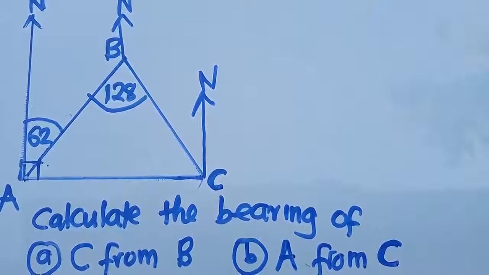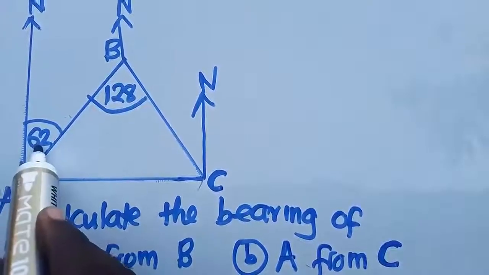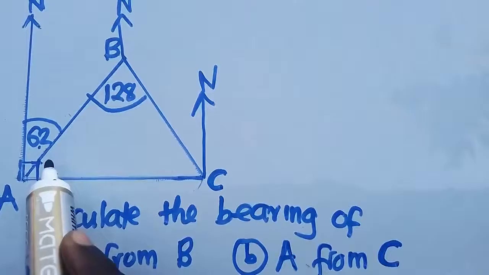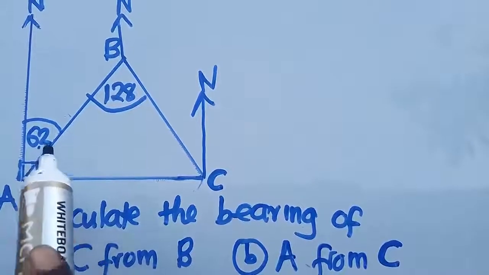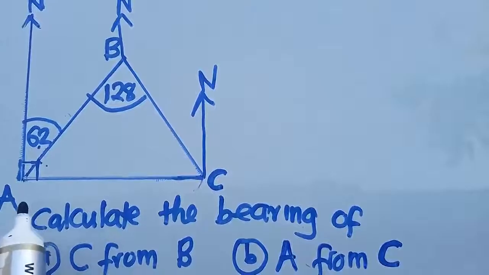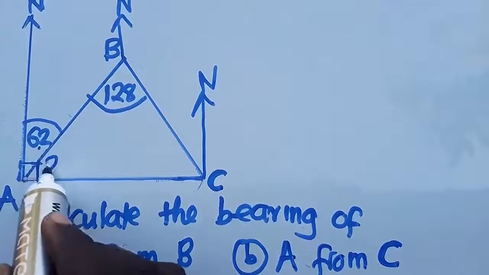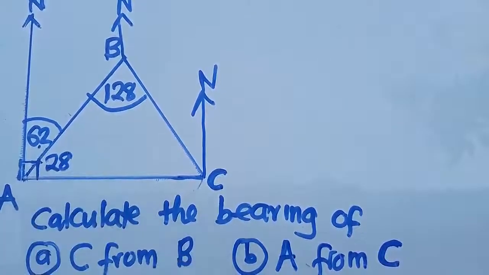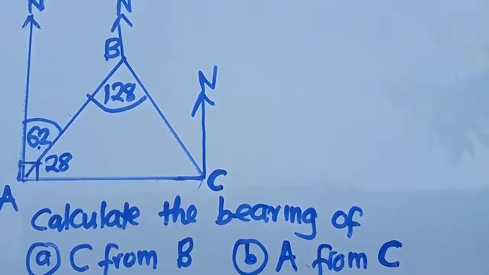Then you know that 90 degrees angle. If you've got this one, how can you find this other one? You just say 90 minus the 62 that is there. What are you going to find? You're going to find a 28. So you're going to have a 28 on that side.